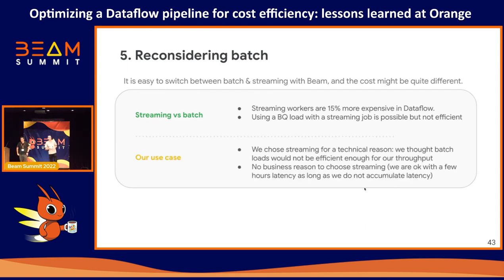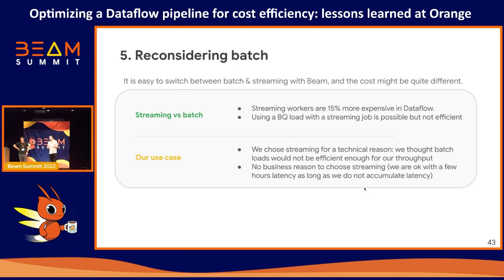And in our case, at the beginning, we chose streaming for technical reasons. We thought one file every minute, it's going to be a huge throughput, 1 gigabyte per second. Batch is never going to cut it. So we chose streaming. But in the back of our heads, we were like, maybe we should still see if batch is okay.